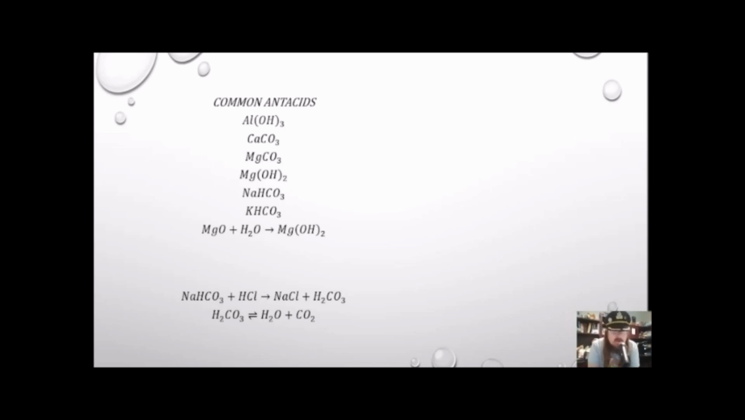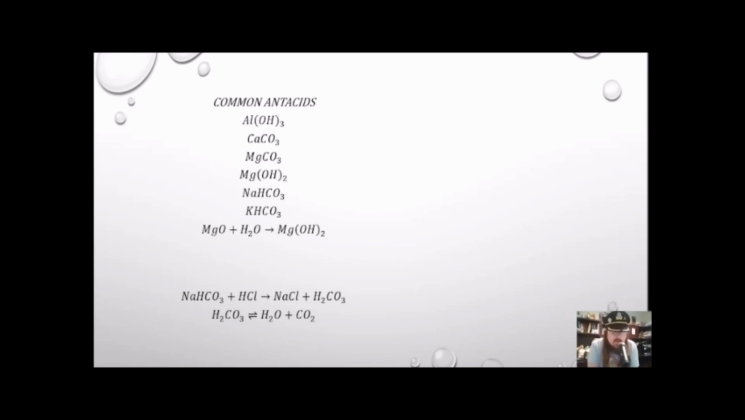Some of these are better because they don't contain sodium. If your doctor says, I don't want you to take too much sodium, you don't want to take sodium bicarbonate because that's going to raise your hypertension level. So you want something that has, say, magnesium or calcium.